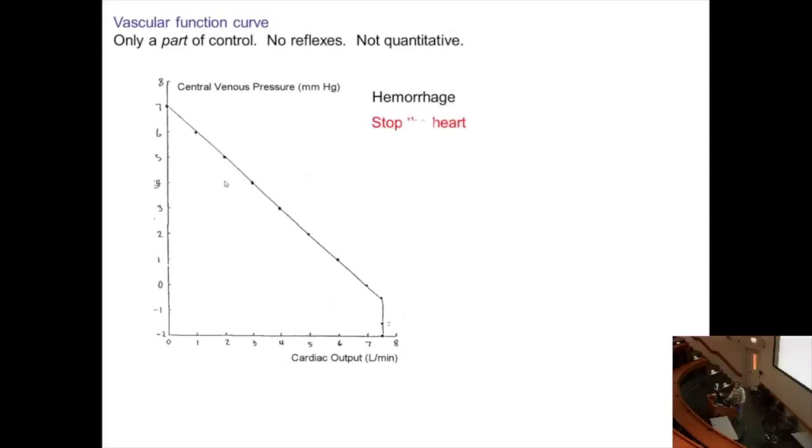Now, if we have hemorrhage and I lose blood, let's stop the heart. What's the mean circulatory pressure, higher or lower if I remove blood from the system, if I remove a liter of blood or something? Lower, right? So now at a 0 cardiac output, I'm at a lower central venous pressure.